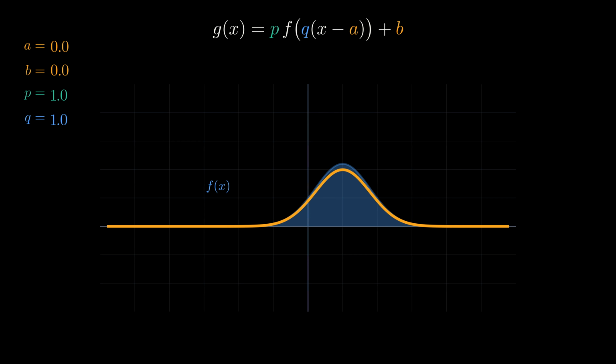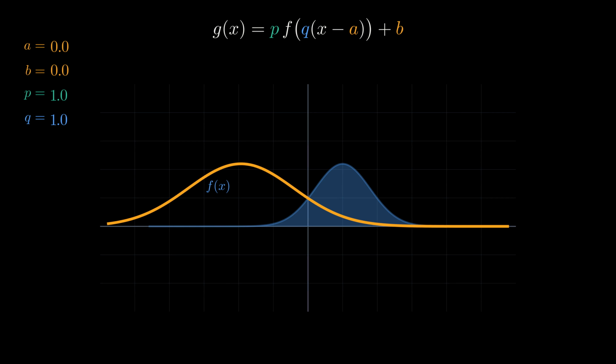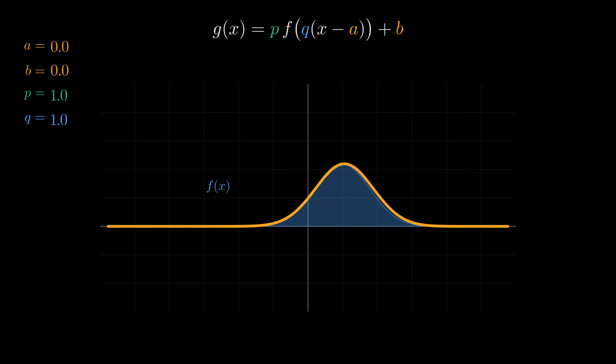Now the 2 flips. Reflect in the x-axis. A minus sign on the outside. And the hill turns into a valley. Reflect in the y-axis. A minus sign on the inside, on x. And it flips left to right across the vertical axis.